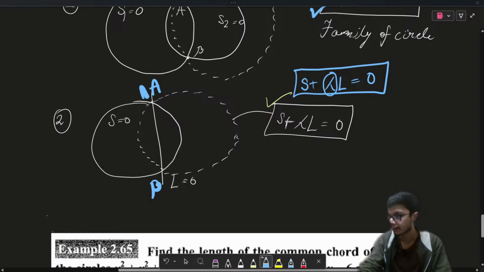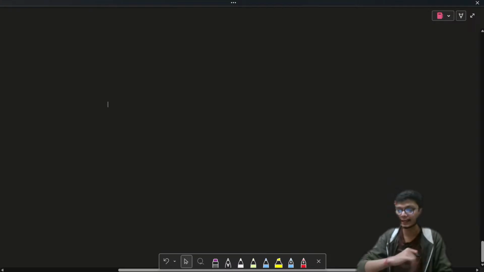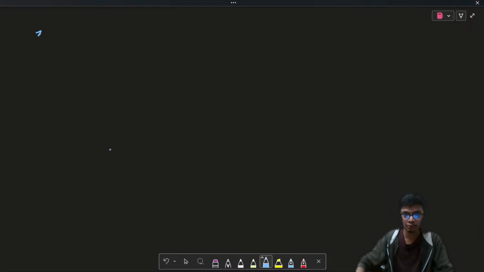Okay. So today we're going to discuss another possible condition of family of circles, right? So let us get started. Along with the previous two cases of family of circles, we can also have some other cases as follows: we can have the equation of the family of circles which is touching the circle at a particular point.